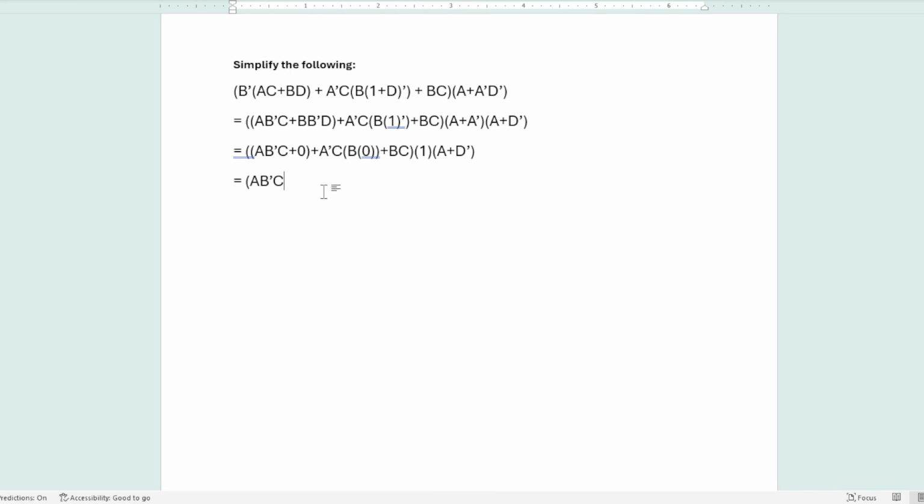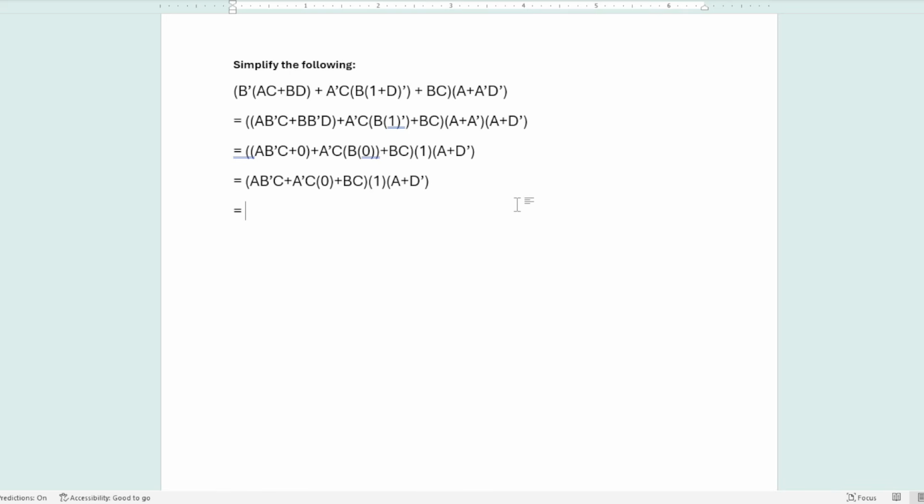Next, a b prime c plus 0. So this becomes a b prime c plus a prime c. So b dot 0, this becomes 0 now, right? Then BC. There's no point of this bracket anymore, I guess, so you can just put the bracket here. So 1 stays as it is, and a plus d prime stays as it is.